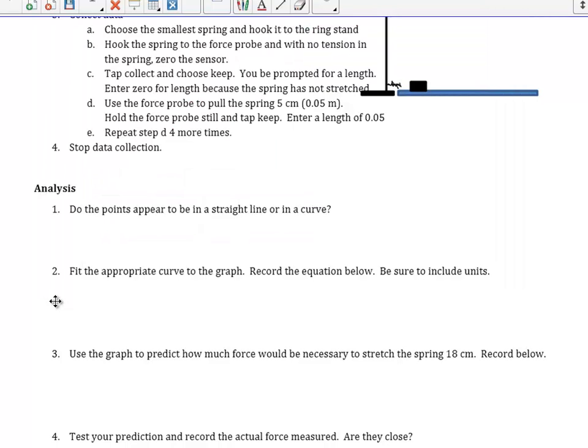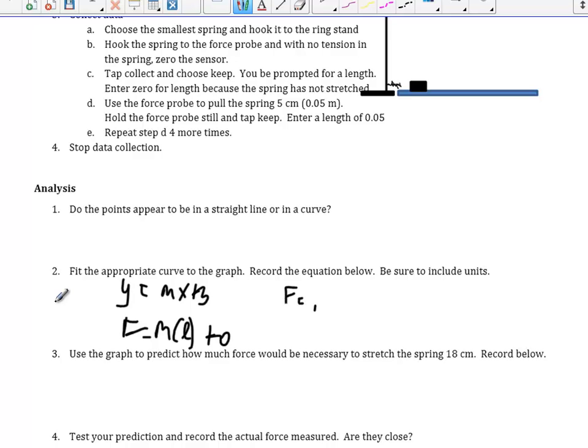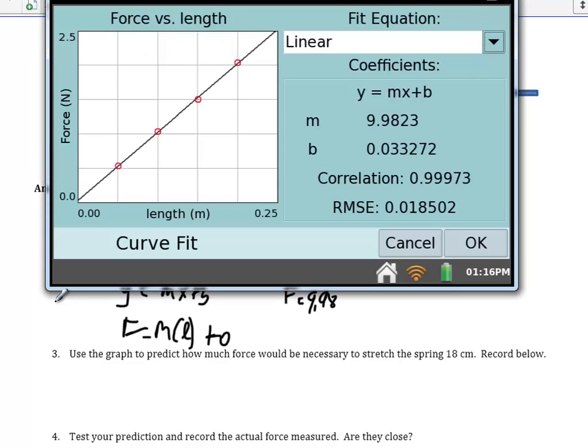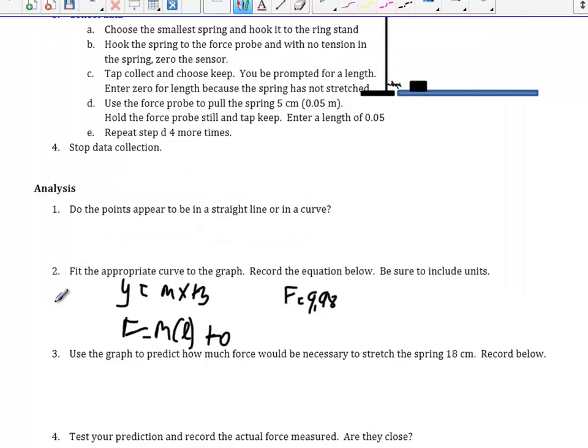So if we come over here, y equals mx plus b. What I really have is force equals m times x, which was length. Sorry, the m is not mass, m is slope. Force equals slope times length plus 0. And so what I have is force equals 9.98 times x plus 0, where x is length. And x is usually x.